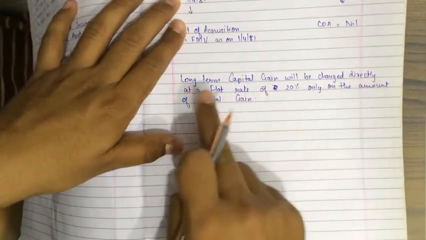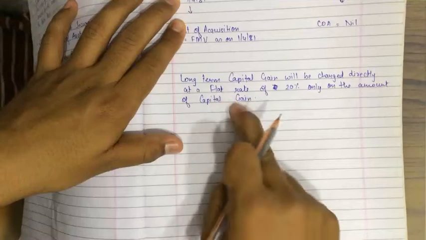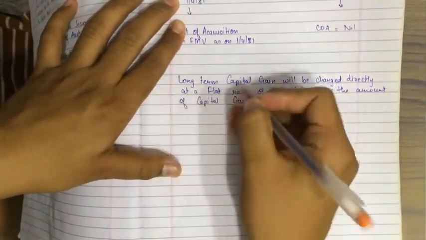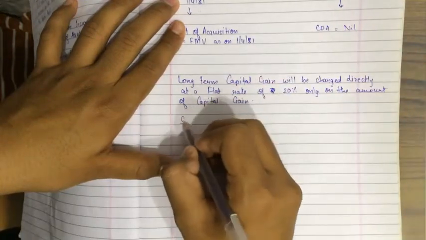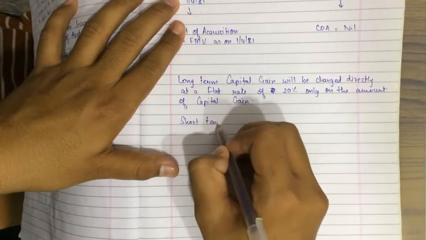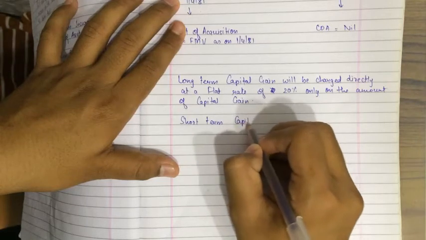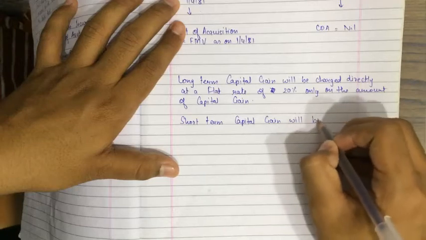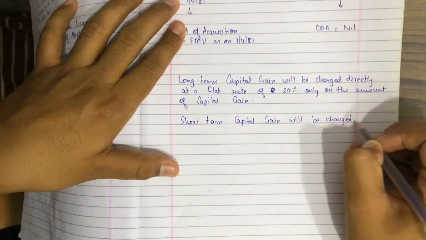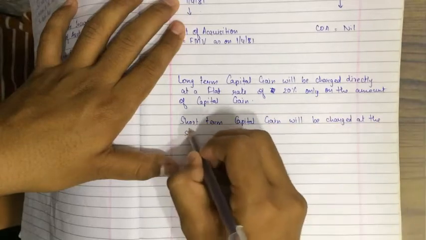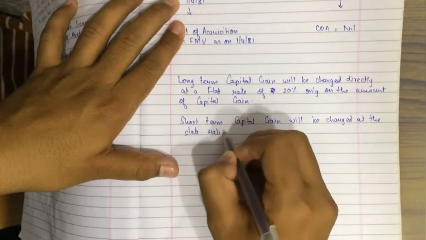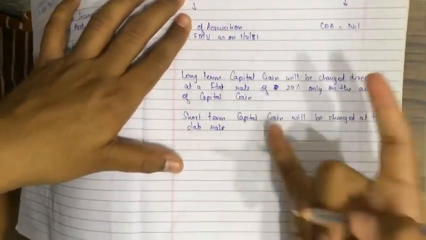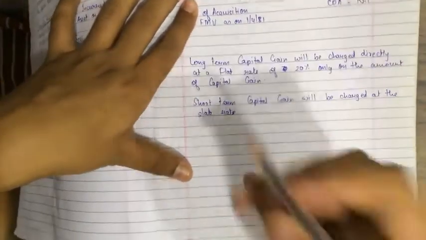Long-term capital gain will be charged directly at a flat rate of 20% only on the amount of the capital gain. Now, that is for long-term capital gain. There is short-term capital gain also. Short-term capital gain will be charged at the slab rate that I have taught you in the very first lecture. So how it is applicable, now let's see.